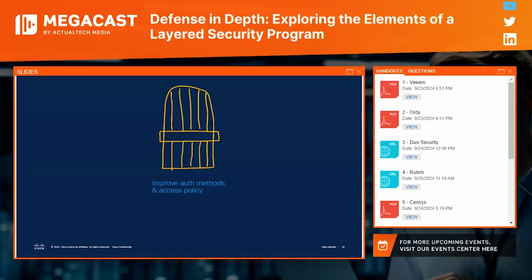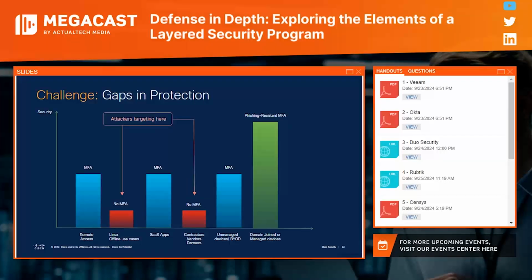So at the actual auth point, I think ways in which we can provide more defense here is improving auth methods and improving access policy. So one challenge we see in our customer base is that they often have gaps in their protection when it comes to authentication requirements. The way that this graph is meant to be read is basically that there are a variety of authentication scenarios in your environment. Some is like when somebody's accessing a SaaS application, somebody's accessing things from a remote access solution. They're doing an offline use case, or there's a contractor or a vendor.